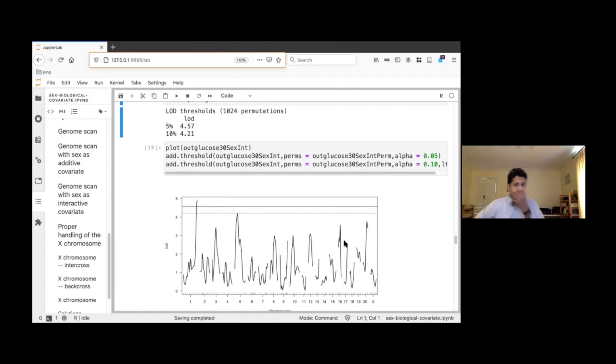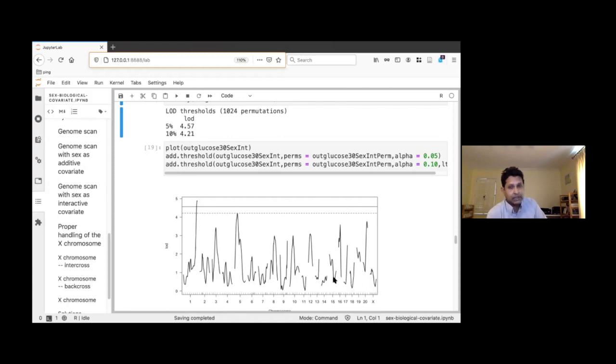So if you want to search the genome with a more complex genetic architecture in mind, then the bar for declaring a Qtl is a little bit higher. And so this strategy actually is less successful than assuming an additive model for the Qtl and sex.